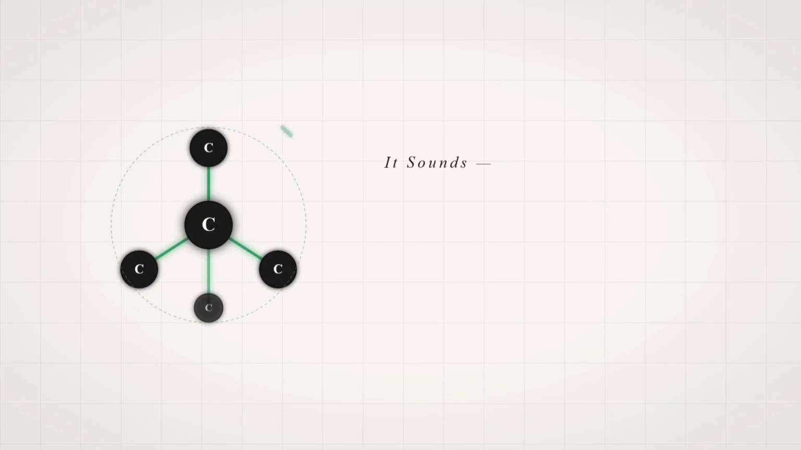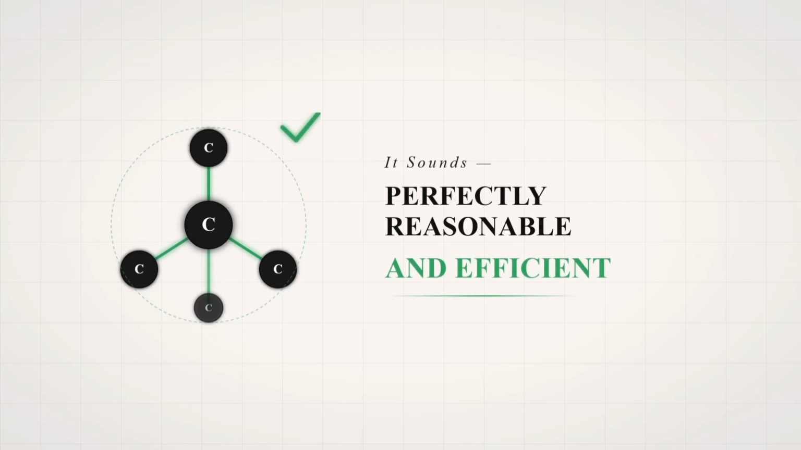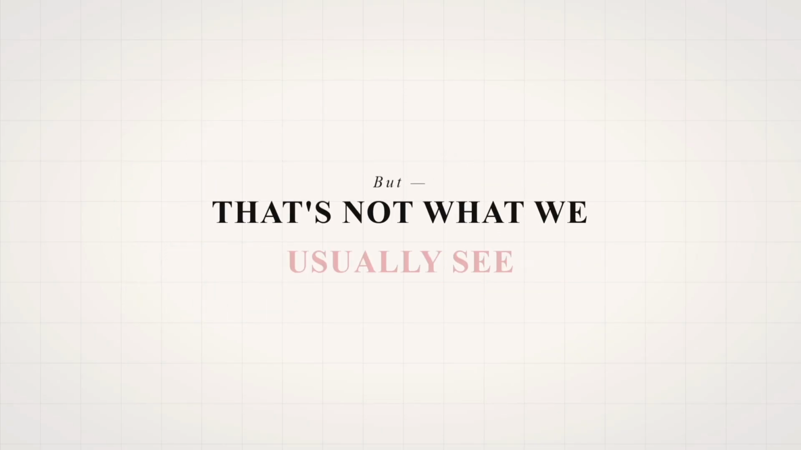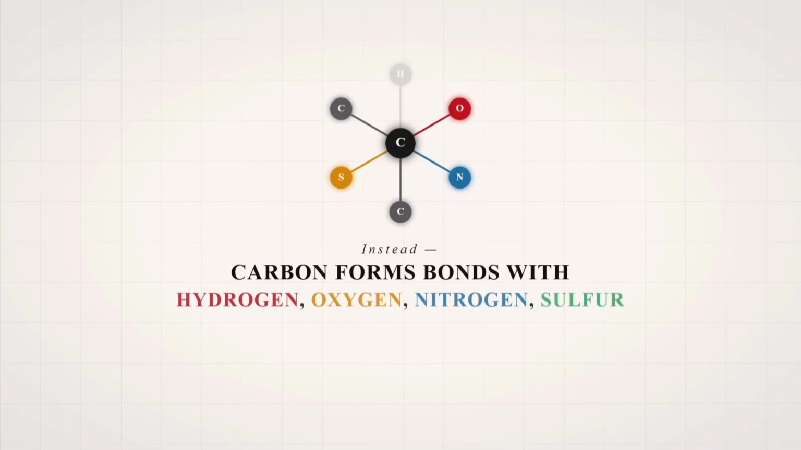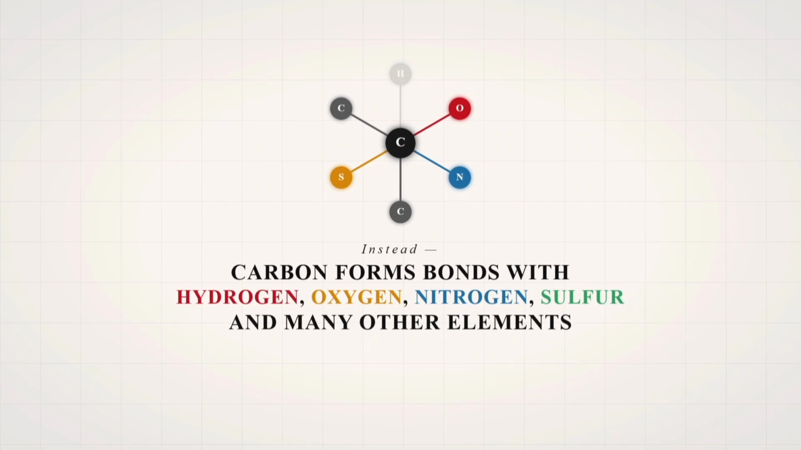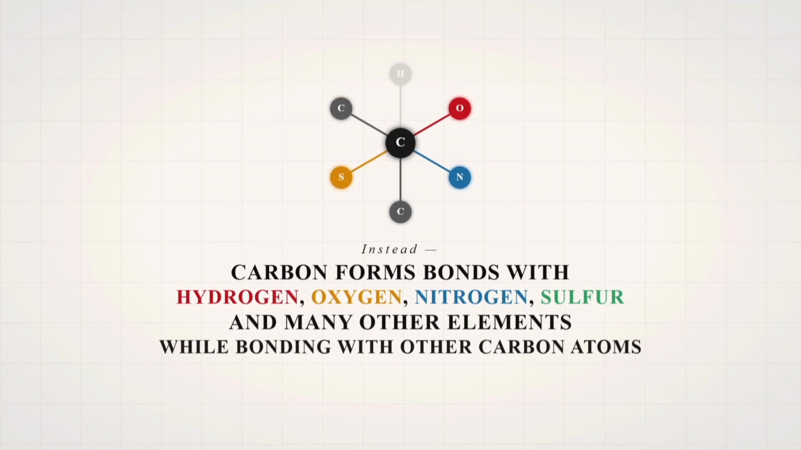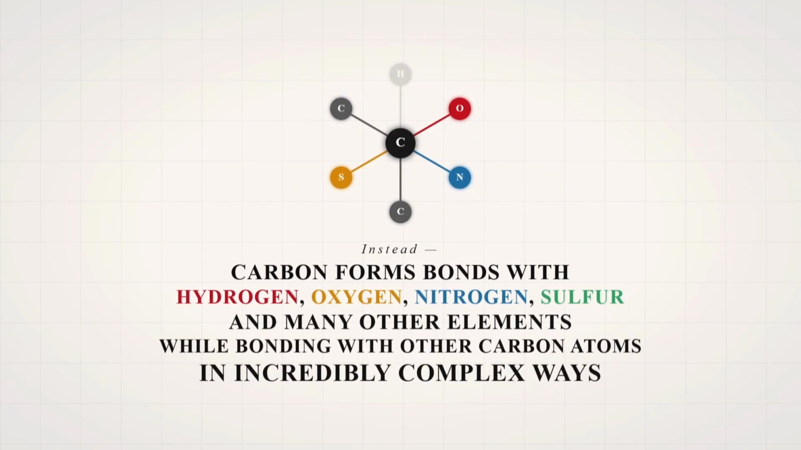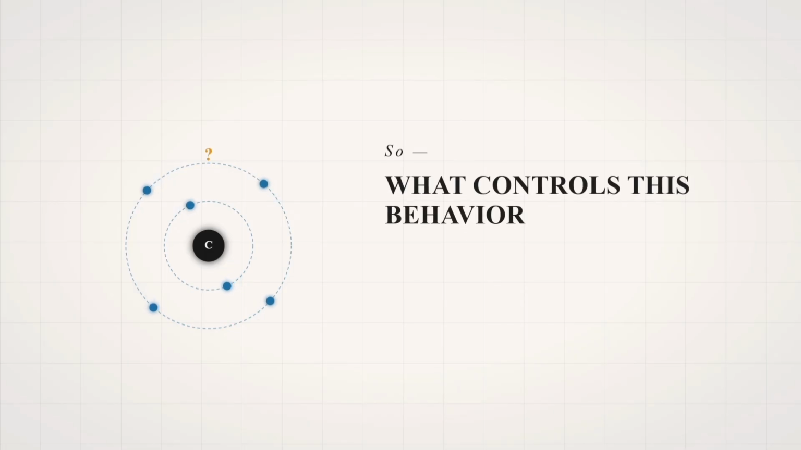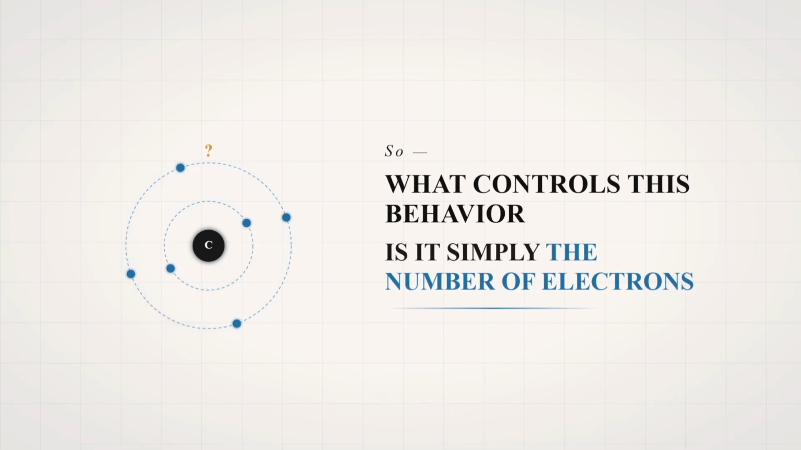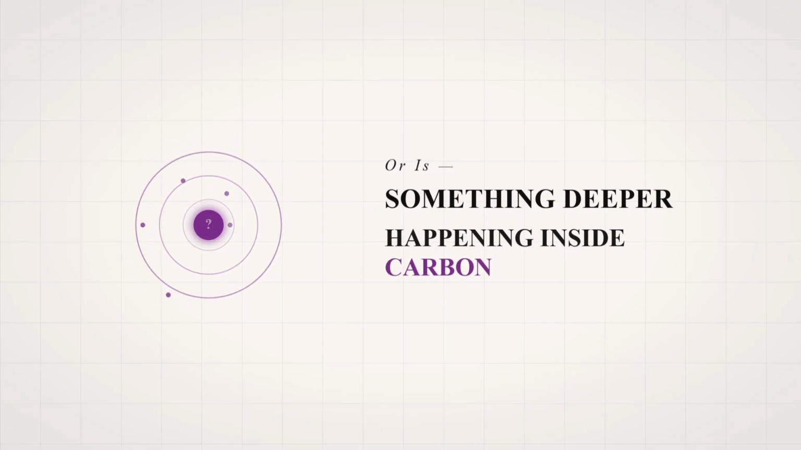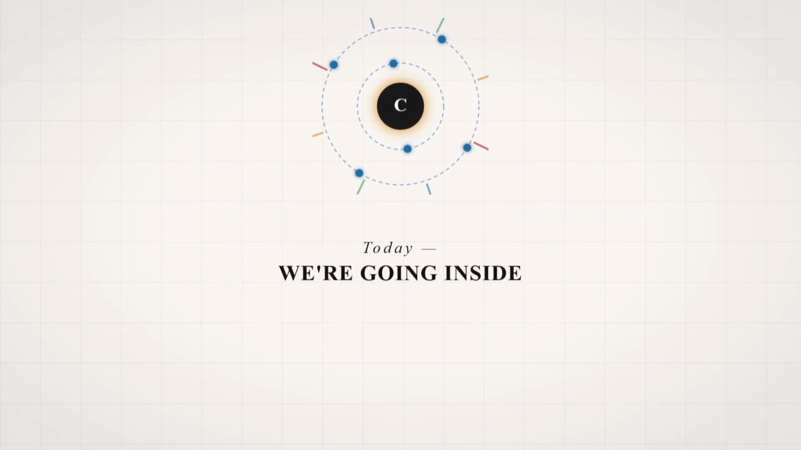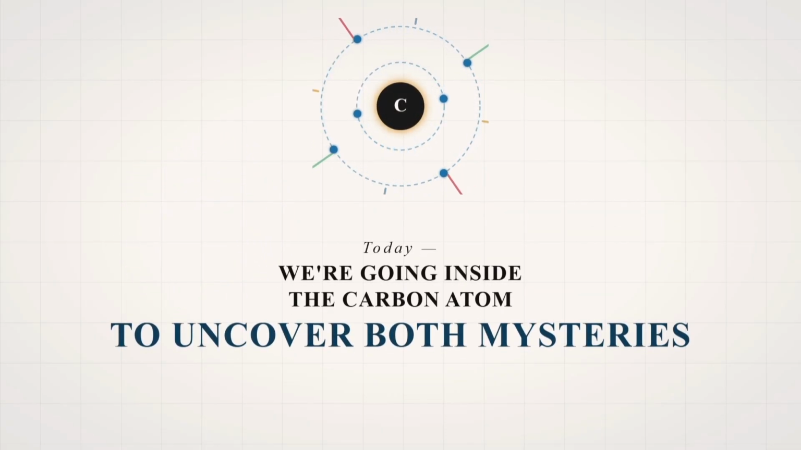It sounds perfectly reasonable and efficient, but that's not what we usually see. Instead, carbon forms bonds with hydrogen, oxygen, nitrogen, sulfur, and many other elements, while also bonding with other carbon atoms in incredibly complex ways. So what controls this behavior? Is it simply the number of electrons, the shape of the atom, or is something deeper happening inside carbon? Today, we're going inside the carbon atom to uncover both mysteries.